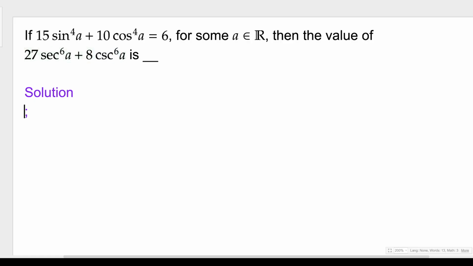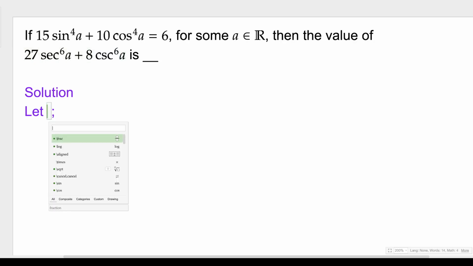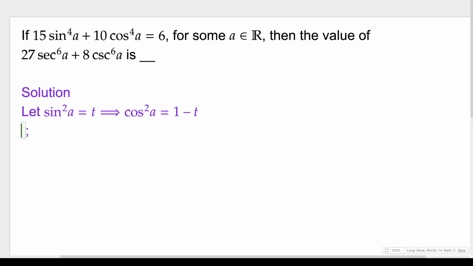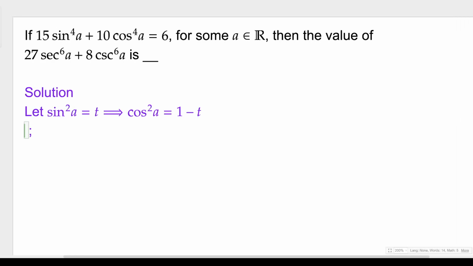Now here I will make some assumption, that is I'll consider sine square a as t, and from this we can say that cosine of a whole squared will be equal to 1 minus t, by the identity that is sine square x plus cosine square x is equal to 1, right. Now we can take this expression and we'll try to resolve it.